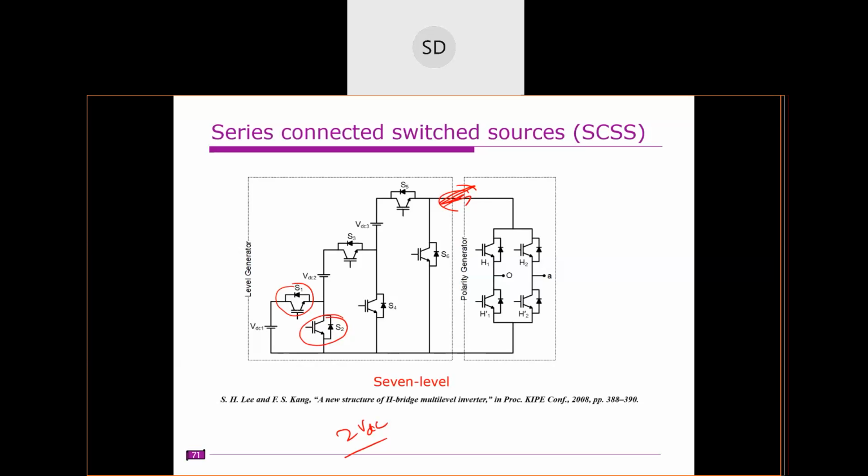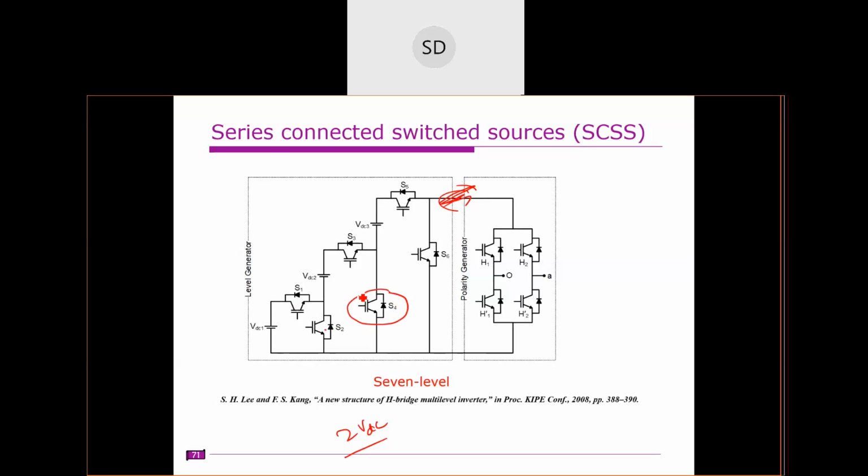What is the blocking voltage for S1 and S2? We already discussed it, right? If S1 is on, S2 is on, so this is the blocking voltage. Its blocking voltage is VDC1 only. So that means the blocking voltage of this switch S2 is VDC1.